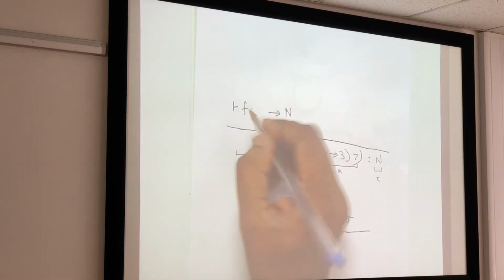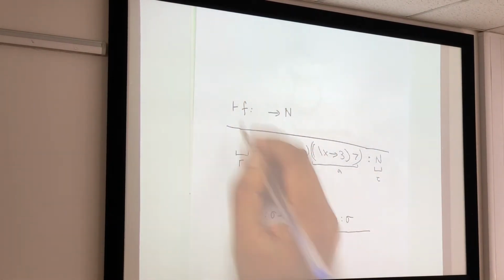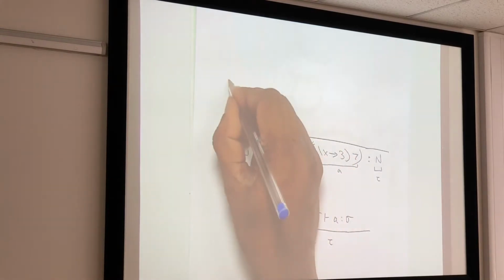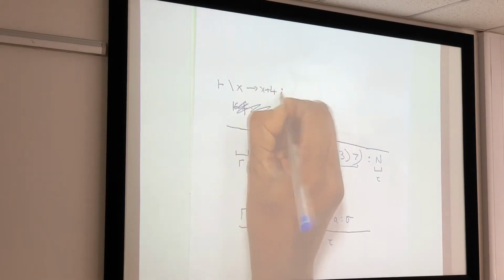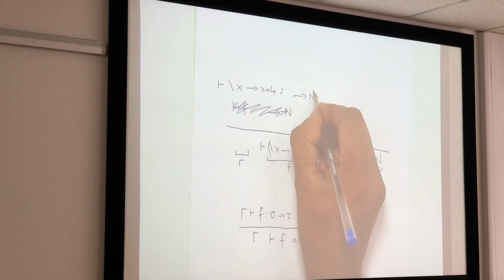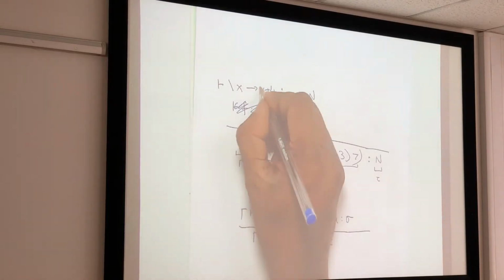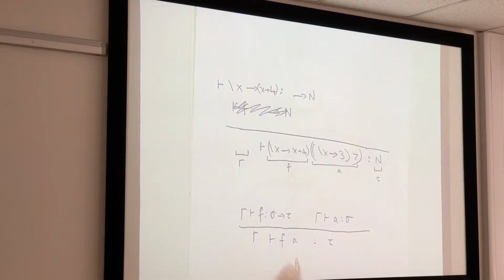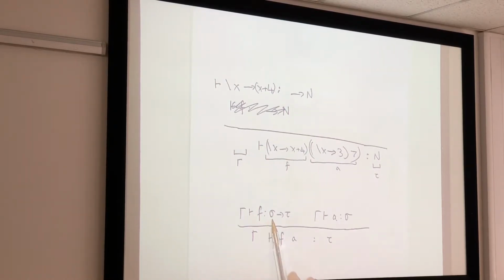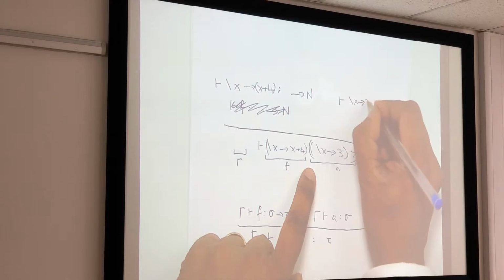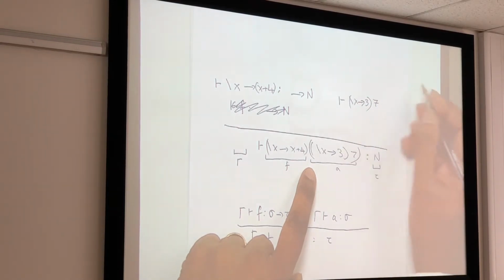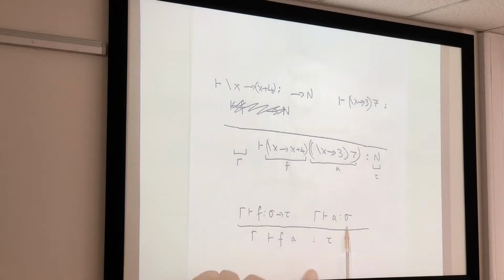Sorry, and that's not, of course, f. Oh, I've screwed it up already. That's lambda x arrow x plus 4 must have type something arrow n. And I have to show that by A has the something type, which we don't know. We have to work out what this is. So our A is this. So I'm going to have to show that lambda x arrow 3 applied to 7 has some type. And that type will become my sigma.